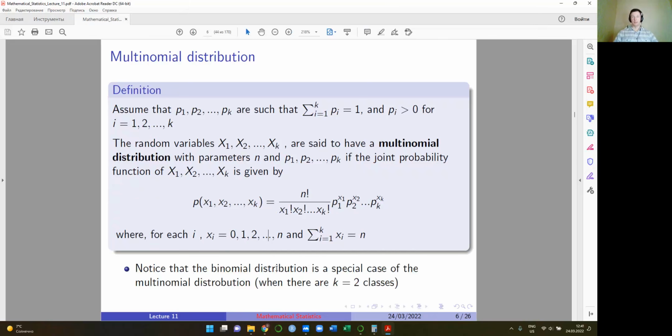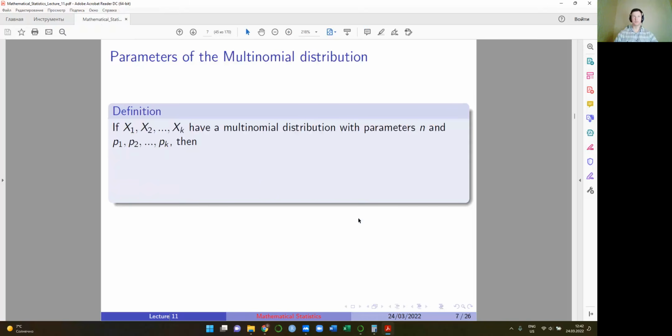So as I said, the binomial distribution is a special case of the multinomial distribution when k equals 2. And therefore, this multinomial distribution is related to the initial question that we want to investigate, the analysis of categorical data, and the probability that a particular response will fall into one of the categories.